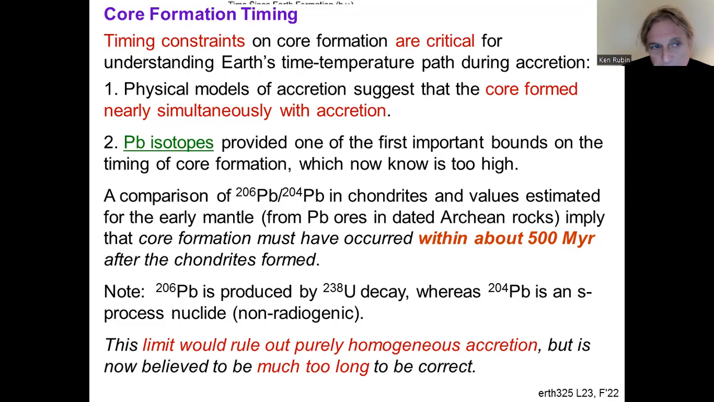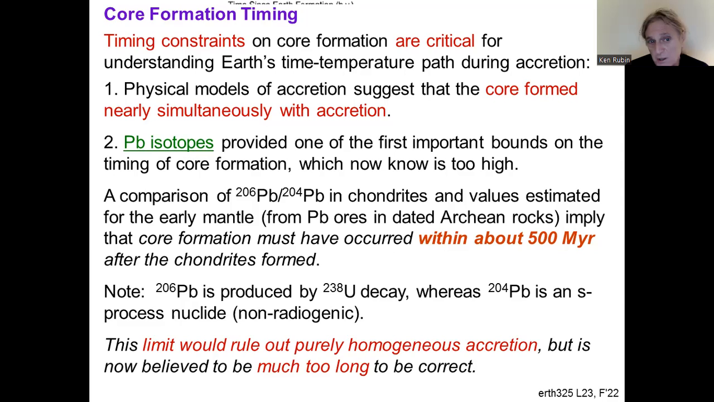Now let's talk about some timing considerations of this process. Physical models of accretion suggest that the core formed relatively simultaneous with accretion, 100,000 years, 200,000 years into Earth's history. We pretty much had a core. It may have continued to grow slowly after that, but the bulk of the core was in place pretty early.